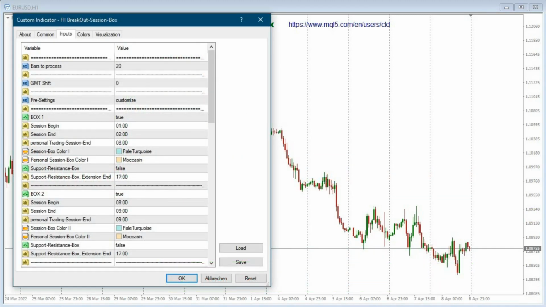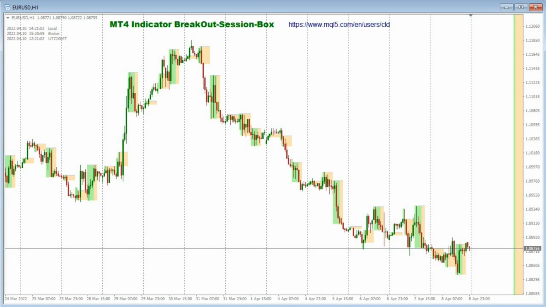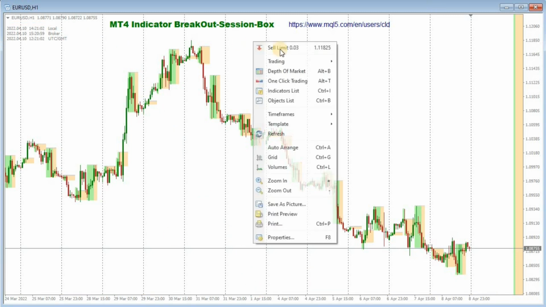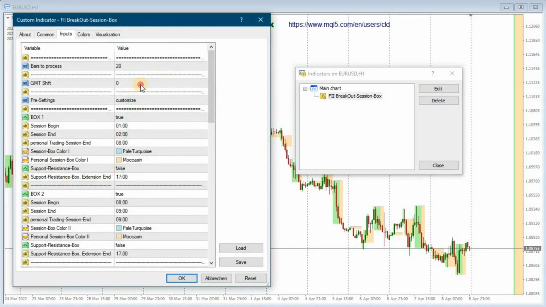Here you can set how many days the breakout box should be displayed. If you don't know by how many hours your broker time deviates from your local time, go to Show Time Zones. Here you can see your time zones. In the top left of the chart, the server time is the time of your broker. You can also see your broker time in the timeline below in the chart. I myself need a time shift of 1.